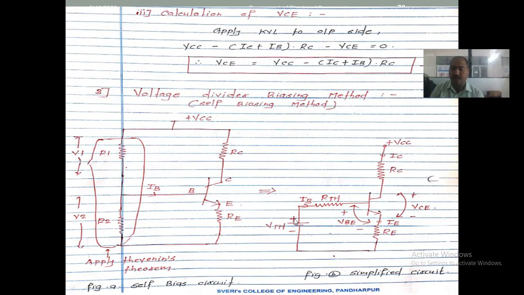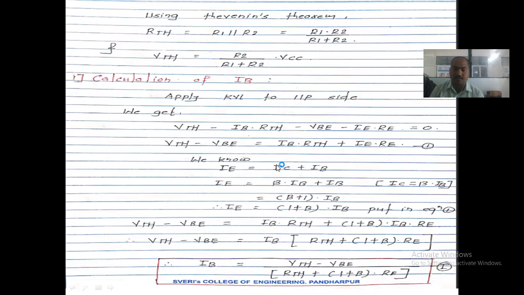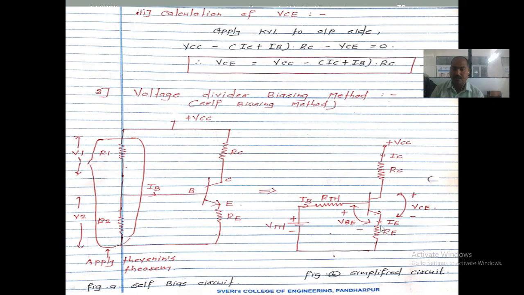Let's start with this part as it is. VTH minus IB into RTH minus VB. Now start with this and end with this again, so this point is also coming. So VTH minus IB into RTH minus VB minus I into RE. This is the equation. Apply KVL at the input side: VTH minus IB into RTH minus VB minus I into RE.